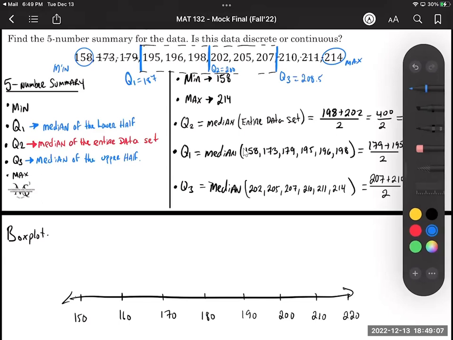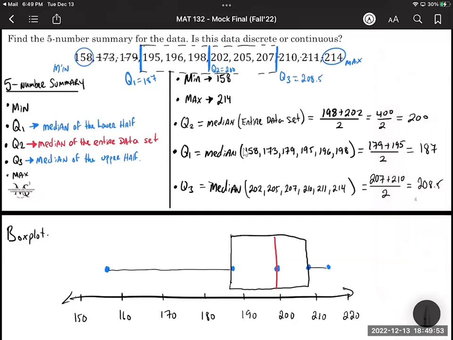So 158 is close to 160. 187 should be close to 190. 200 is at the 200 mark. 208.5 is close to 210, and then 214 is somewhere in the middle between 210 and 220. So you draw your box that goes around the Q1 and Q3 values. My box didn't come out nice, that's okay. You draw a vertical line that goes through Q2, and you just draw the whisker parts. And that's your box plot.